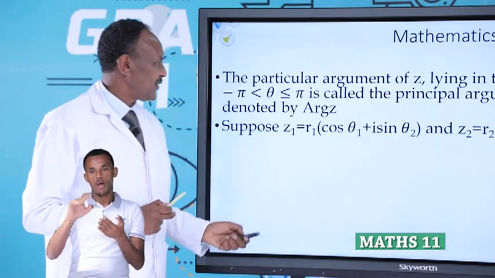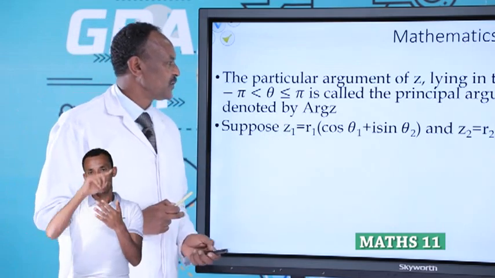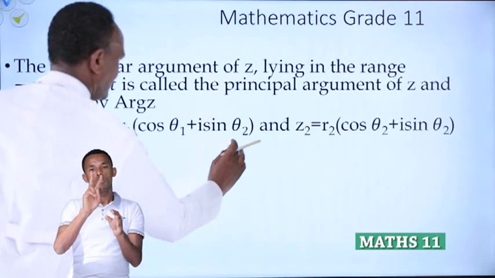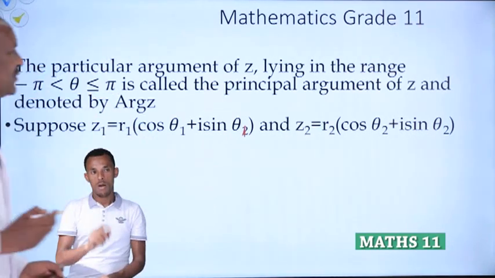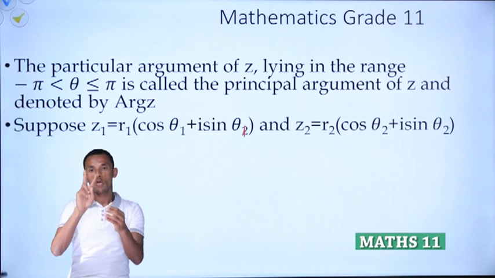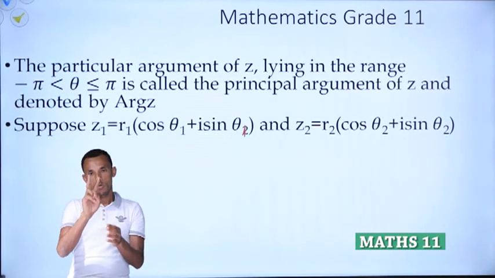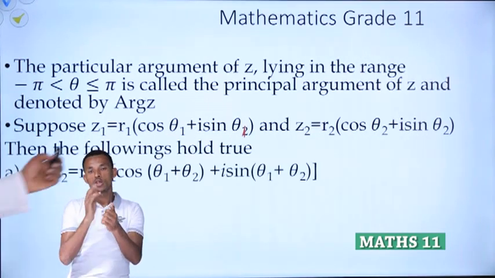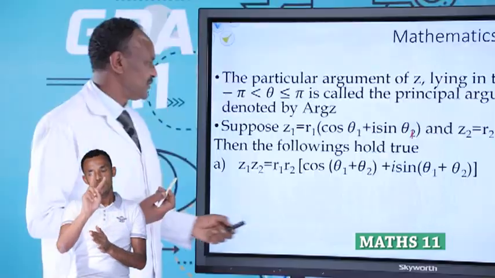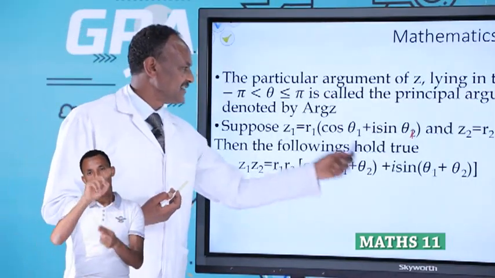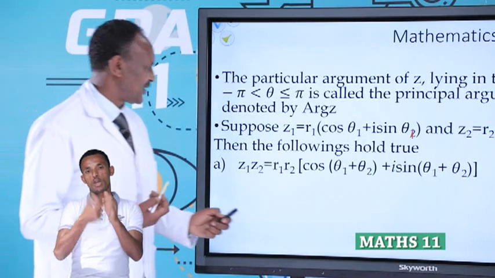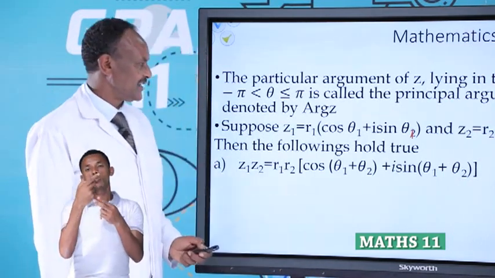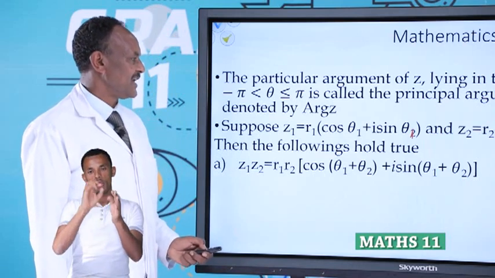Now suppose complex numbers are expressed in polar form, say z1 equal to r1 times cos theta 1 plus i sin theta 1, and z2 equal to r2 times cos theta 2 plus i times sin theta 2. Then the following holds true. What is the product of the two, z1 times z2, in polar form? When applying the distributive property and trigonometric laws, we get r1 times r2 multiplied by cosine of theta 1 plus theta 2 plus i times sin of theta 1 plus theta 2.